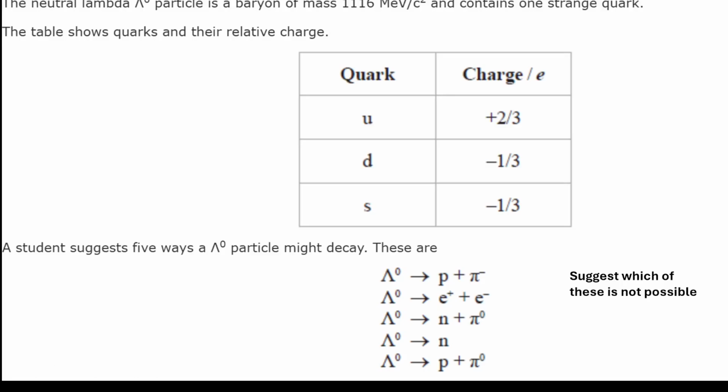Okay, let's do the next one. The neutral lambda particle is a baryon. Fine, we've discovered that. A student suggests 5 ways a delta particle might decay. Which of these is not possible? All right, let's try one by one. Let's try the first one. So delta 0 is proton plus a pion, which we have seen in the previous question is very much possible, isn't it? So this is possible.